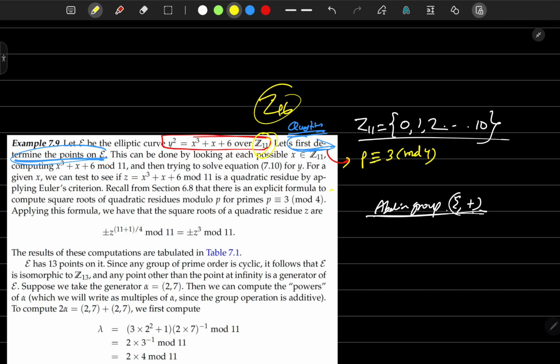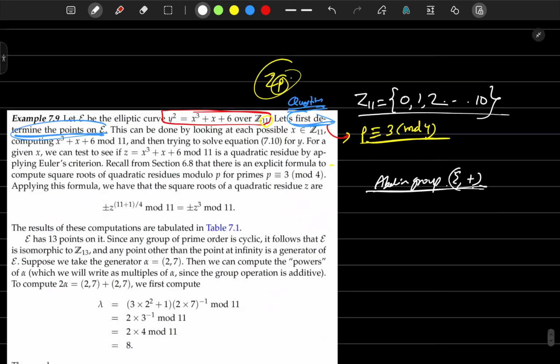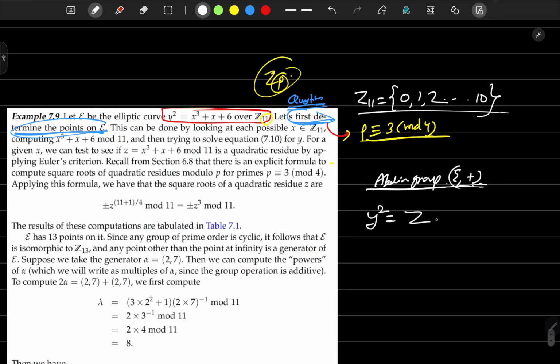Whatever method I am going to tell is applicable only for Z11, that is, for ZP, only for the P's which satisfy this equation, P congruent to 3 mod 4. So how will you solve this? It's very simple. Y squared equals z, so treat z as x cubed plus x plus 6 mod 11.